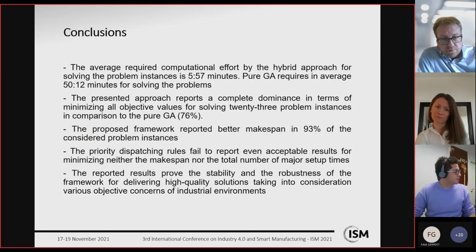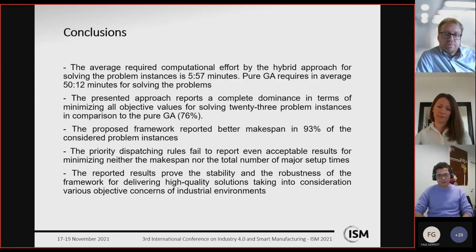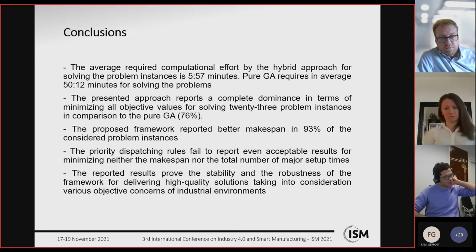I think I have come to the conclusion of this talk. The average computational effort required by the hybrid approach for solving the problem instances was around 5 minutes, where pure GA would require an average of 50 minutes. The presented approach reports complete dominance in terms of minimizing all objective values for solving 23 problem instances, if we recap the 2-stage, the 4-stage, and the further experiments.